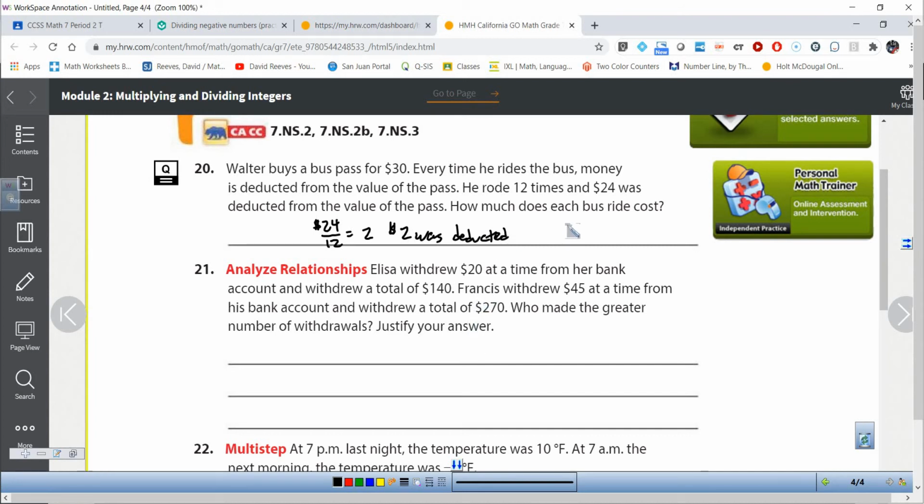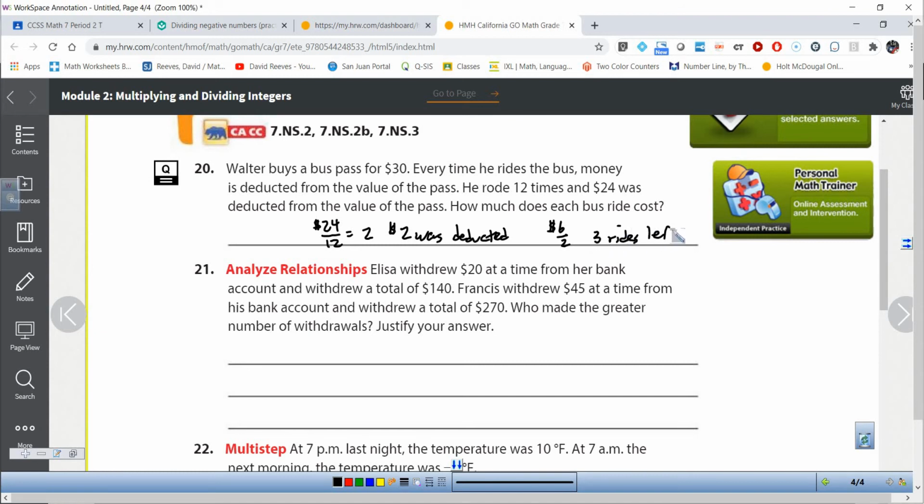All right. How much money does he have left? He has $6 left. If I were asking this question, I'd say, okay, how much money does he have left? And how many more bus rides can he go on before he runs out of money? Well, if he had $6 left and it costs $2 per ride, then that means he would have 3 rides left.